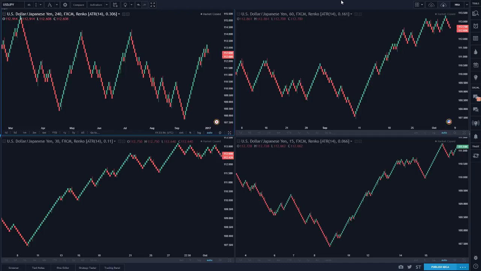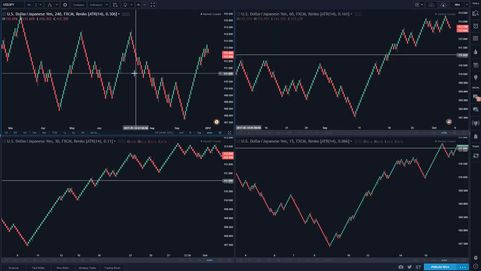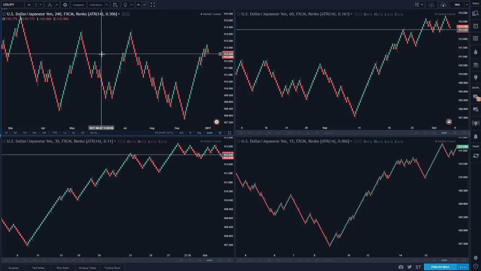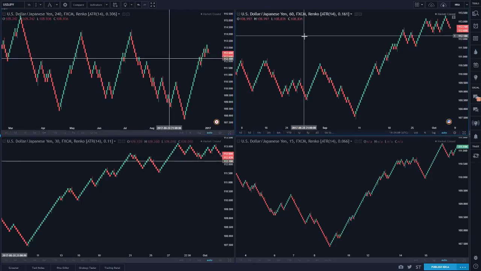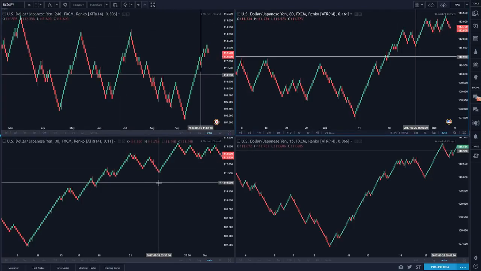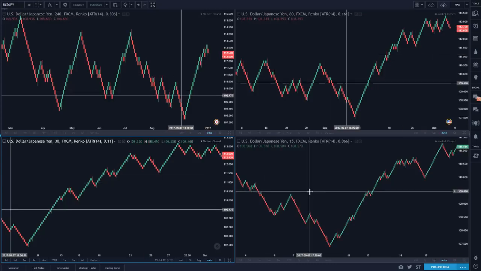So here, you can see four different charts. All four charts are US dollar, Japanese yen, all of them. The first chart is 4 hour, the second chart is 1 hour, the third chart is 30 minutes, and the fourth chart is 15 minutes.